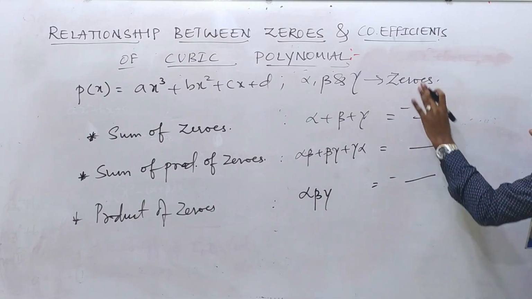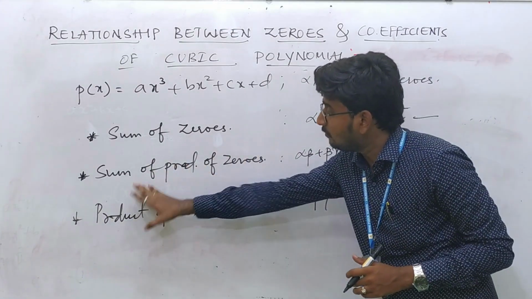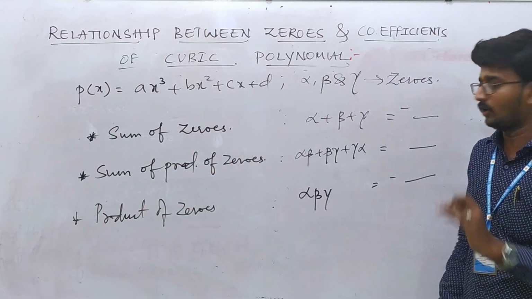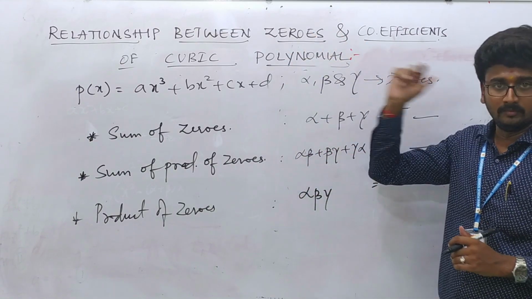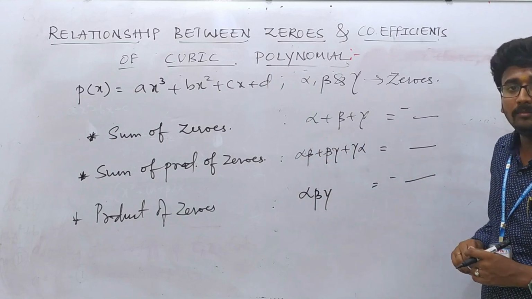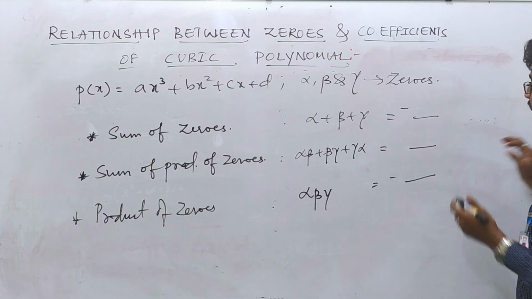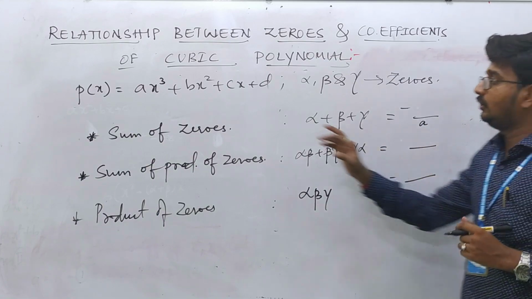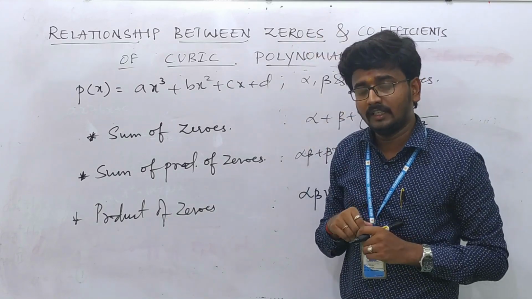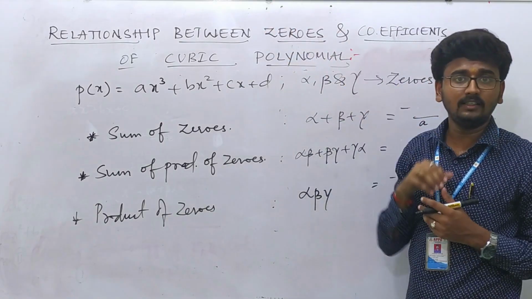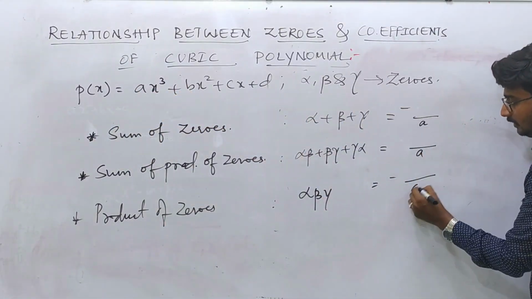Now, how to remember this? Sum of zeros, adding all these three; product of zeros, alpha beta gamma. Sum of product of zeros, SOP, means alpha beta plus beta gamma plus gamma alpha, that is AB, BC, CA, kind of a commutative law of multiplication. Remember this sign convention, minus plus minus. The denominator should always be the coefficient of the highest degree. In the quadratic polynomial, the degree was x square, so its coefficient was a, so we divided by a there. In the cubic polynomial, x cube, again it will be a, so I have divided by a.